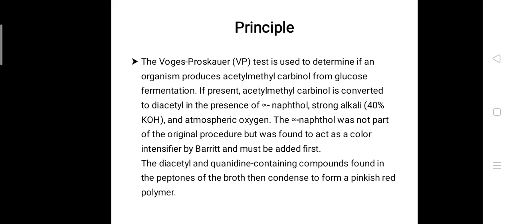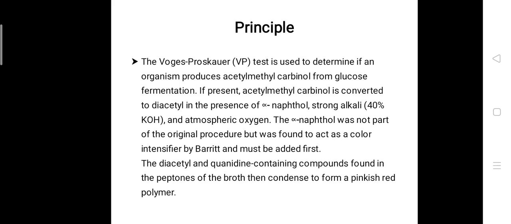The Voges Proskauer test, commonly known as VP, is used to determine if an organism produces acetylmethylcarbinol from glucose fermentation. If present, acetylmethylcarbinol is converted to diacetyl in the presence of alpha naphthol, strong alkali, and atmospheric oxygen. But let me tell you briefly about the principle of this VP test, in a very simple way.